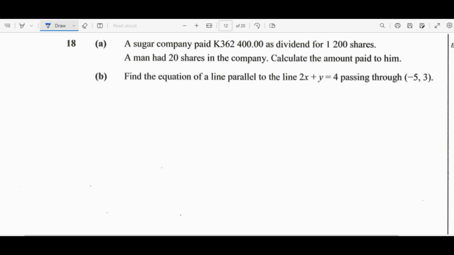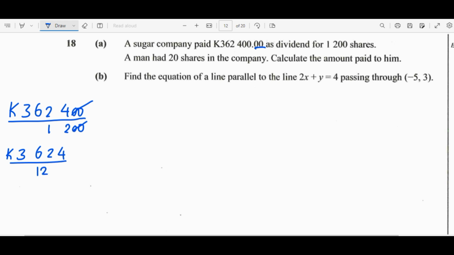So for us to find the amount of money paid to this individual, first we need to find how much was paid per share. To do that, we are going to get the total amount of money paid, which is 362,400. I can ignore the zeros. Divided by 1,200. So cancel the zeros. So we have 3,624 over 12.